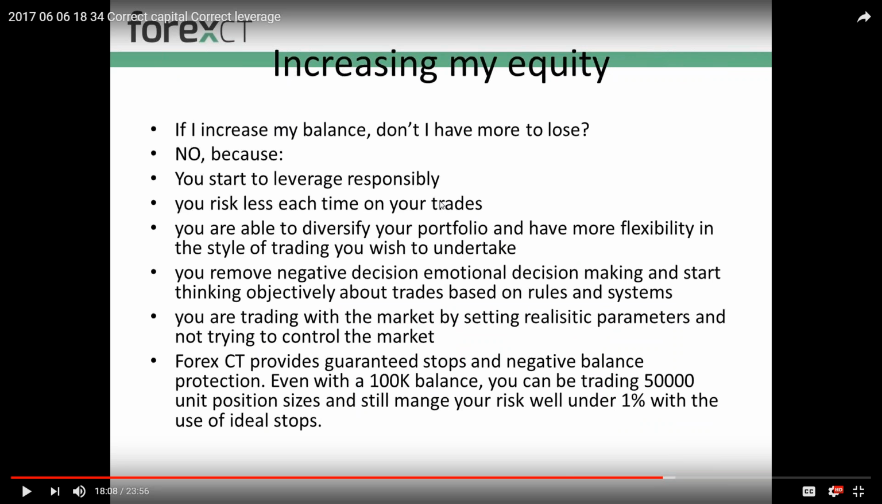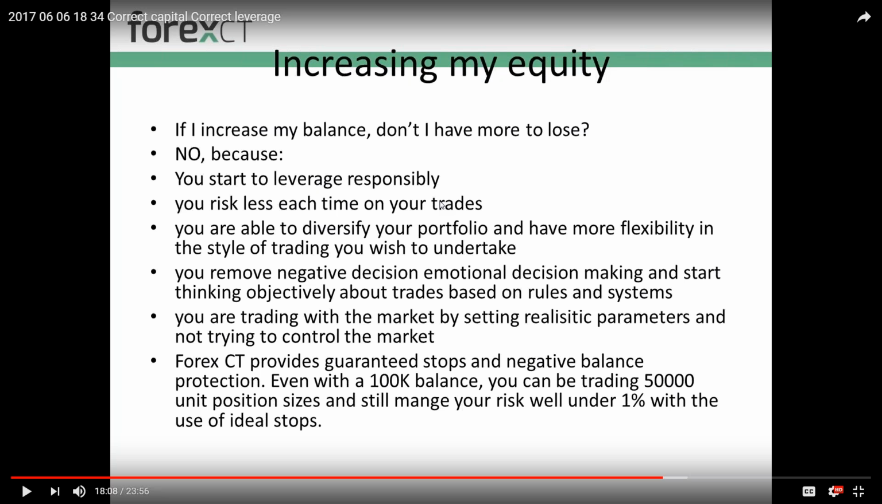So increasing my equity. If you increase your balance, do you have more to lose? There is risk capital involved, but if you use smart leveraging and smart risk management, you don't increase the risk overall because you're starting to leverage responsibly. The risk management is there. The mitigation is more effective. You risk less each time on your trades and you're able to diversify your portfolio, as we saw earlier.